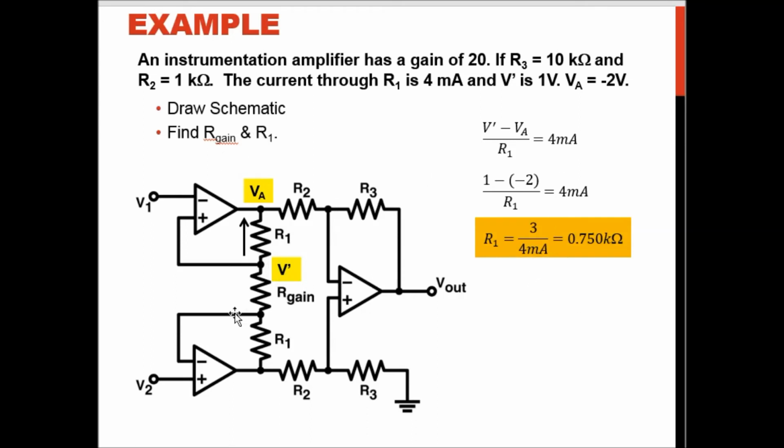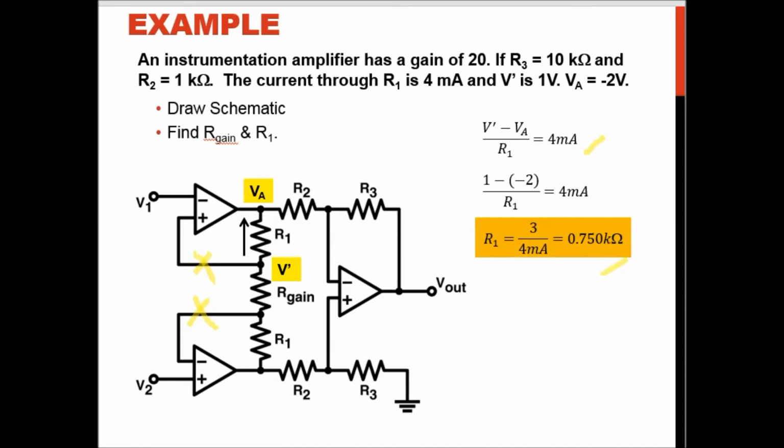Okay, so firstly R1 is pretty easy to find because you know these two voltage values. So the current is in this direction, so V prime minus VA over R1 is equivalent to 4 milliampere. Why is it 4 milliampere? Because there is no current into this branch, no current into the op-amp. So this is 4 milliampere, this is also 4 milliampere, and this is also 4 milliampere. So V prime minus VA over R1 is 4 milliampere, and that's how you can find R1.